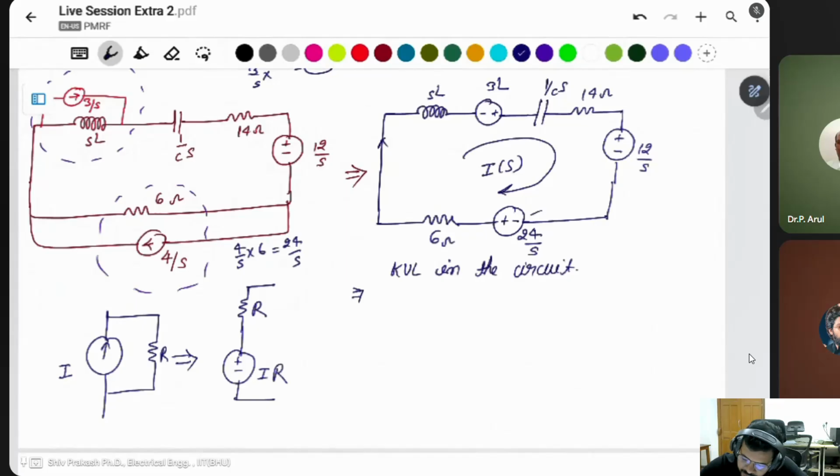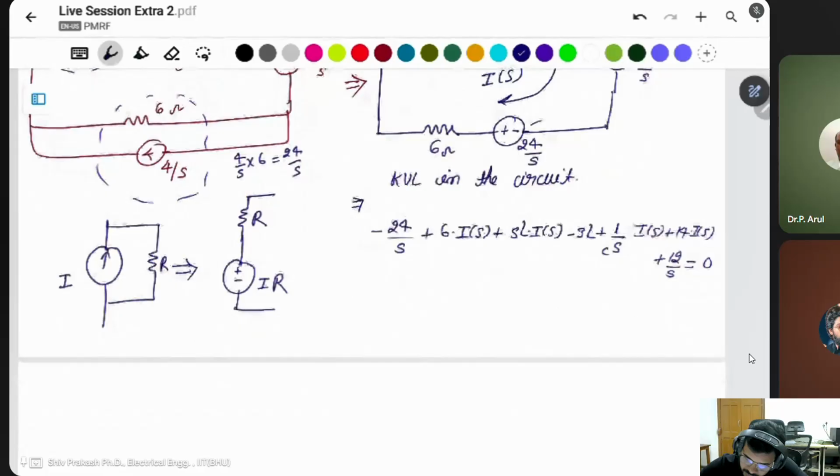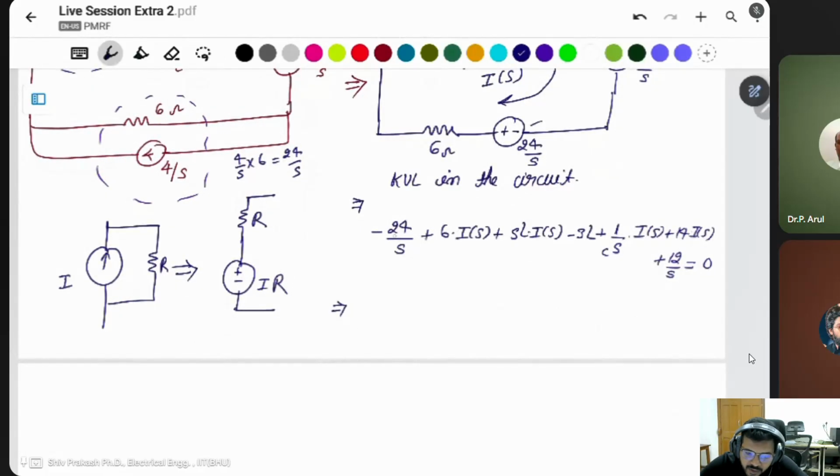I started from here. So minus 24 by S plus 6 into IS plus SL into IS minus of 3L, then plus 1 by CS into IS plus 14 into IS plus 12 by S is equal to 0. This is minus of 24. Okay, this is the plus of 12. Total is minus 12.